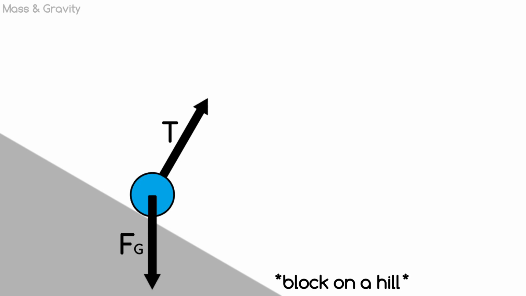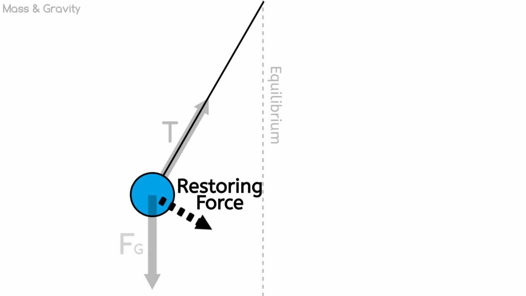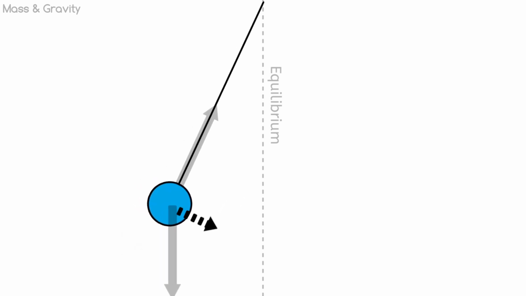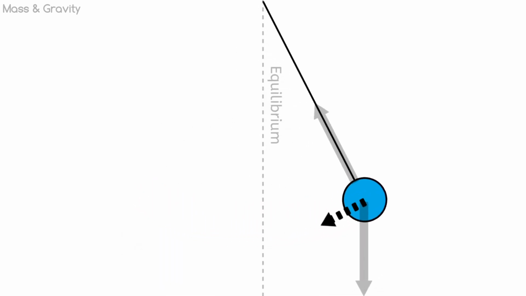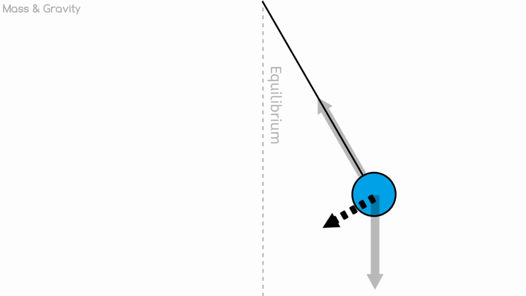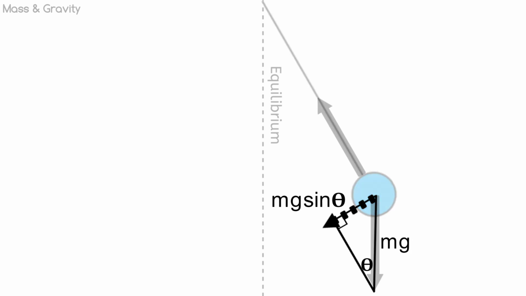And just like a block on a hill, the force of gravity has a component acting in the direction of motion, which makes the mass move. When dealing with a pendulum, that component is called a restoring force. Whenever the pendulum is to the left of equilibrium, the force of gravity has a component to the right, restoring the mass back toward equilibrium. And when the pendulum is to the right of equilibrium, gravity acts, at least partially, back the other way. And working through the right triangle trig, this restoring force is given by mg sine theta. And it's this restoring force which makes the mass accelerate.